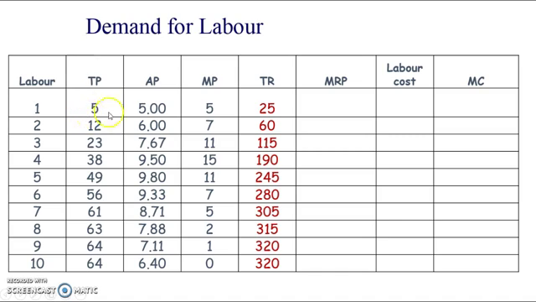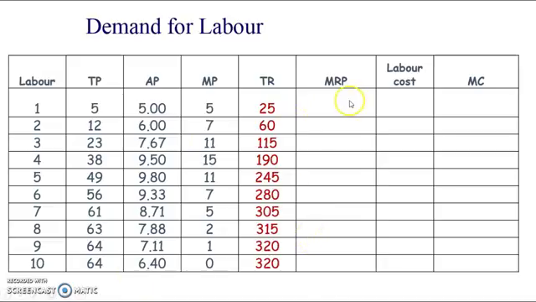So all I've done there is total product, 5 times 5 equals 25, and here they're making, with 2 units of labour, 12 units of output, times that by 5 and you get 60 all the way along. So we can see that total revenue actually is increasing because total product is increasing here. We haven't seen total product dip just yet.